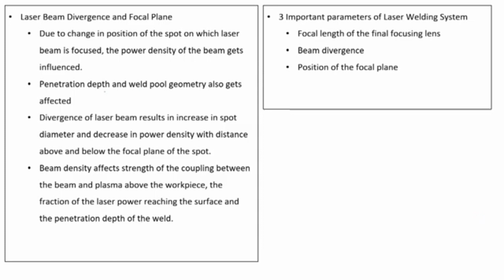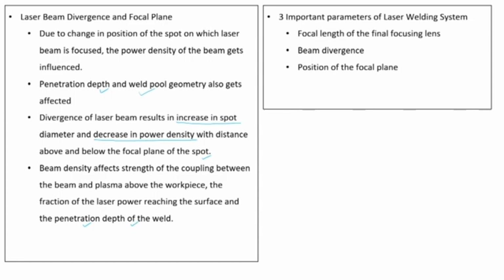The divergence is also affecting the width and the weld pool geometry that we have already seen. Divergence of the beam results in an increase in spot diameter and thus reduces the power density with distance above and below the focal plane of the spot. The beam density affects the strength of the coupling between beam and plasma above the workpiece and the fraction of the laser power reaching the surface, and it is also affecting the penetration depth of the weld.